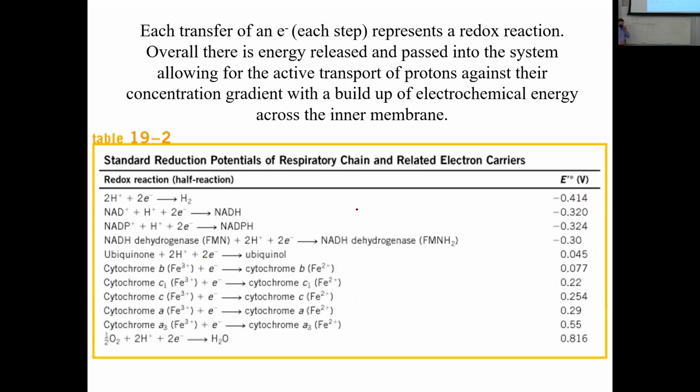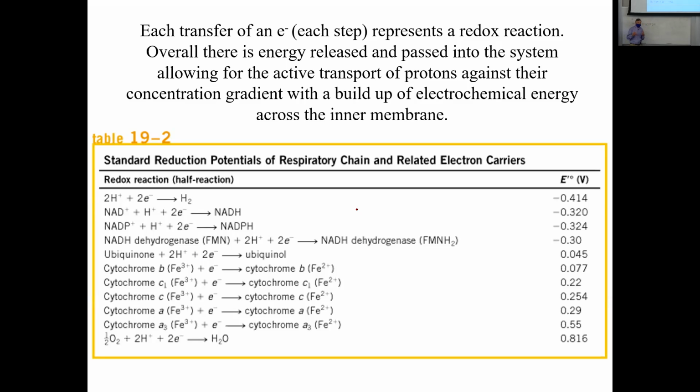Now the remarkable thing is that as the electrons move, and we're going to see that even within a single complex, there are going to be a series of steps. Each of these represents an oxidation reduction. Each time an electron moves from one iron sulfur cluster to the next, it's a redox reaction. Overall, these reactions can only take place if there's a release of energy. So we are releasing energy overall as we move through one complex, or the electrons wouldn't move.